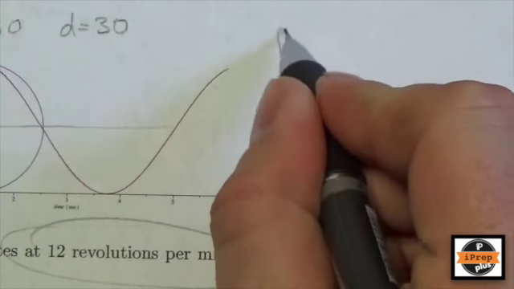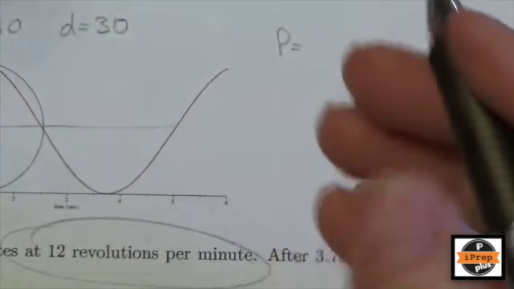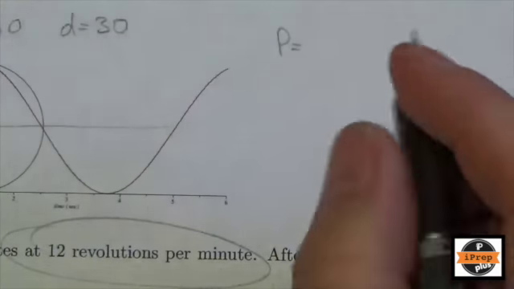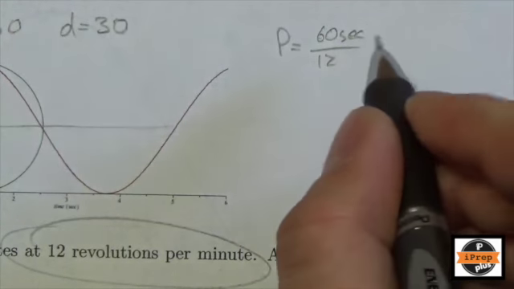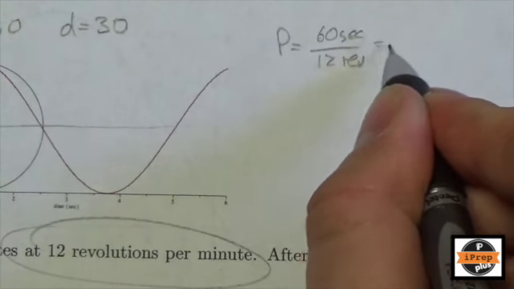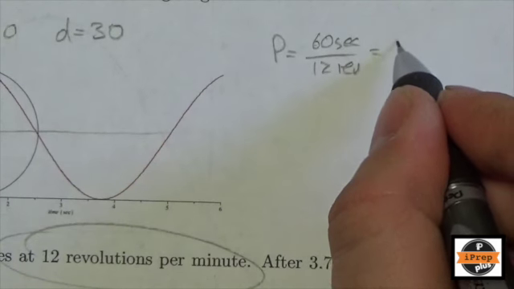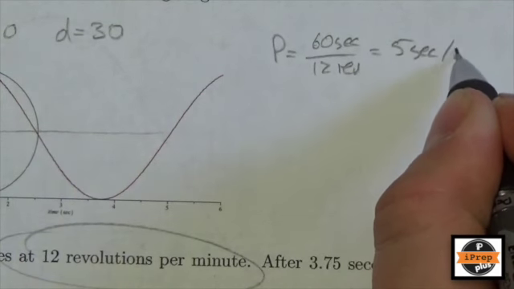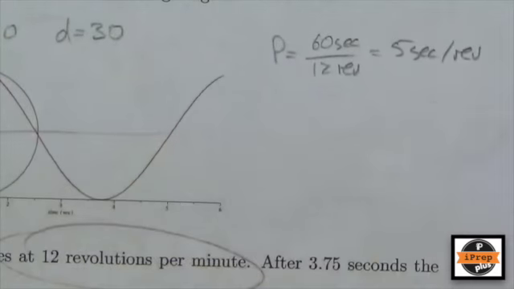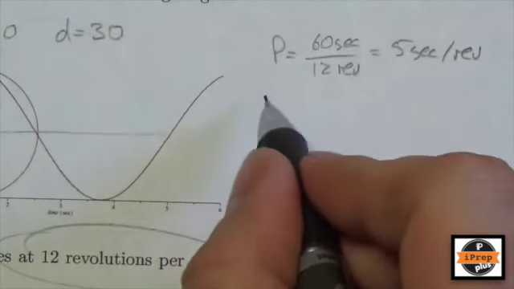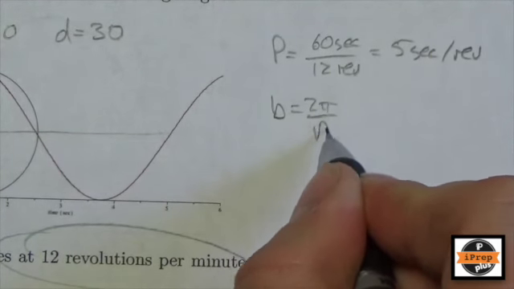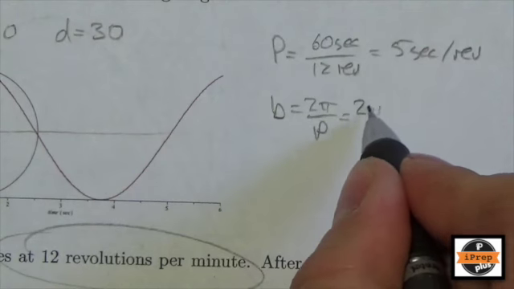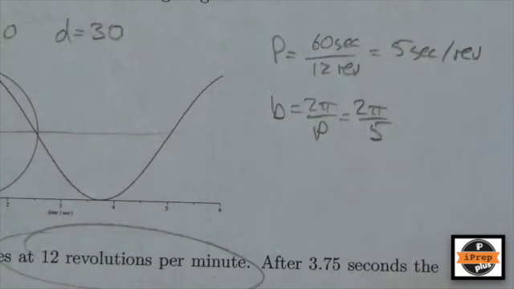We've got one period here. We want to know how much time it takes to go around once. Well, in a 60-second interval, we've got 12 revolutions. When we simplify that, we get 5 seconds per revolution. That's my period. And so now I can figure out what my B value is. B is going to be 2 pi over the period, or 2 pi over 5.